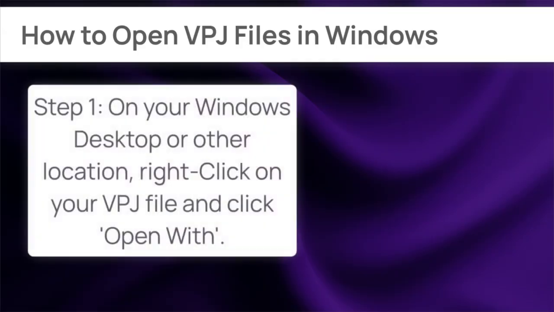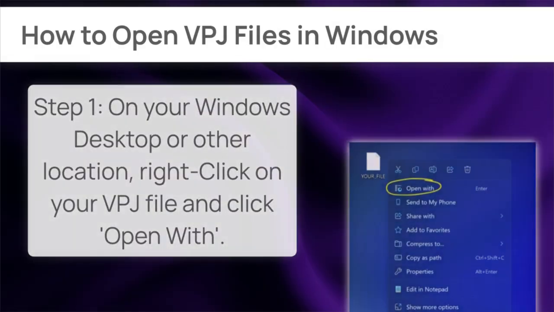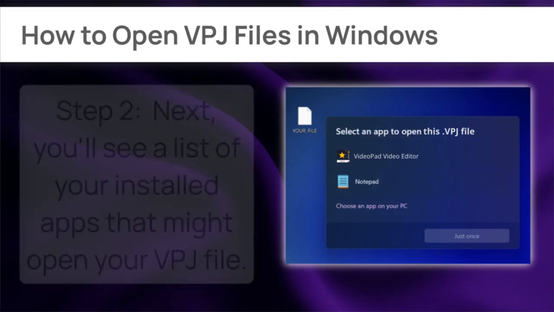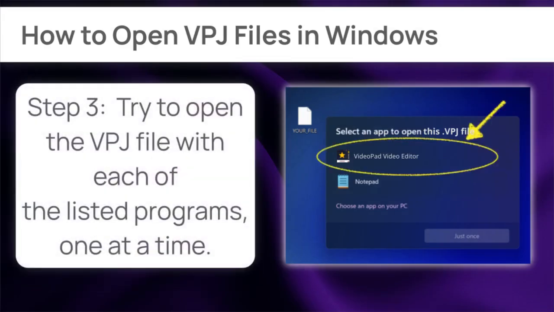Your key initial action: right-click the VPJ file and select Open With. If VideoPad Video Editor is installed, use it. If not, choose another program. Continue testing until the VPJ file opens.